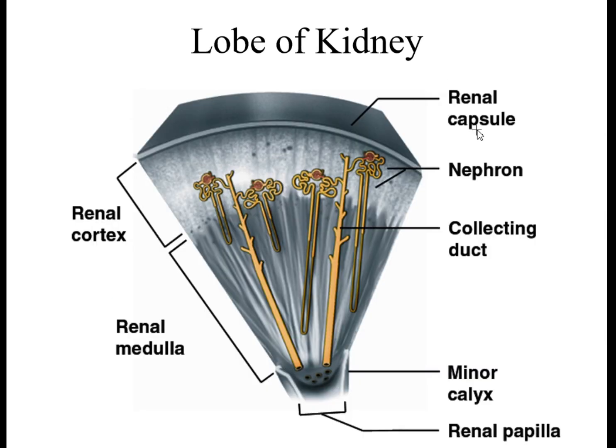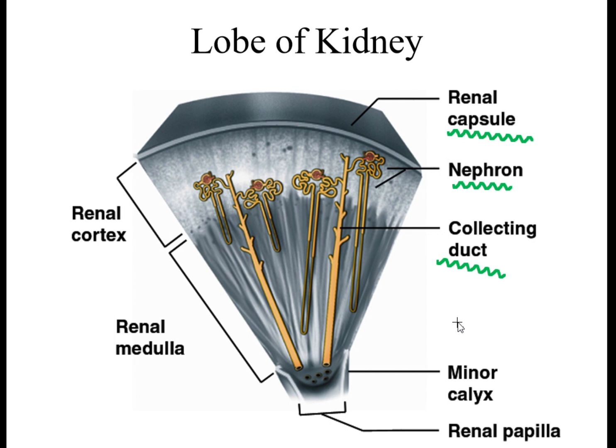Now, if I talk about the renal papilla, in this you can see this part is the renal cortex and this is the renal medulla, and the upper part is the renal capsule. In the renal papilla you can see these parts are the nephrons, and in the nephron this is the collecting duct.